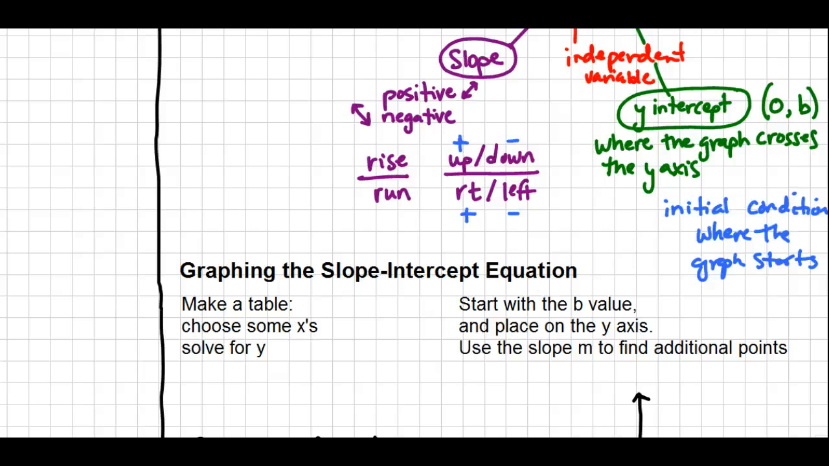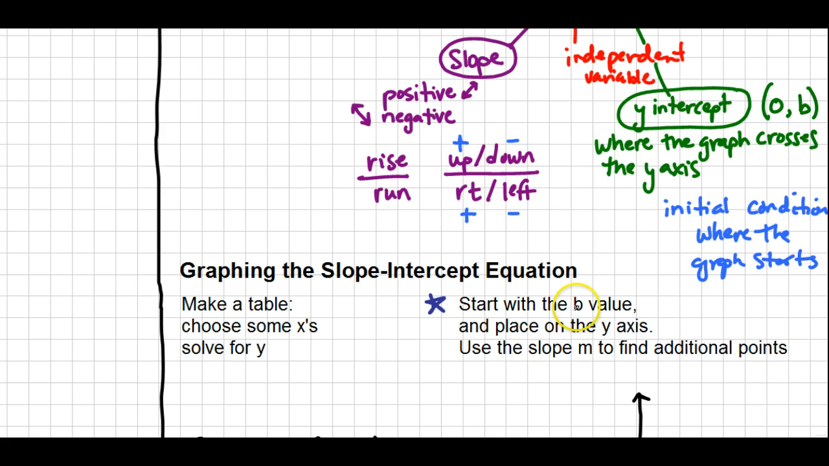When graphing the slope-intercept equation, know that you can always make a table, not just for the slope-intercept equation, but for any equation. When you make a table, you simply choose some values for x, plug those values into the equation, and then solve for y. The nice thing about the slope-intercept equation, however, is you don't need to make a table. You can simply graph it from the b value, and then use the slope to find additional coordinates.